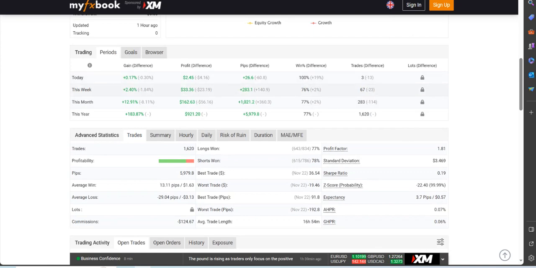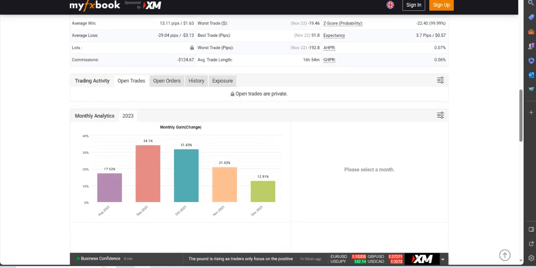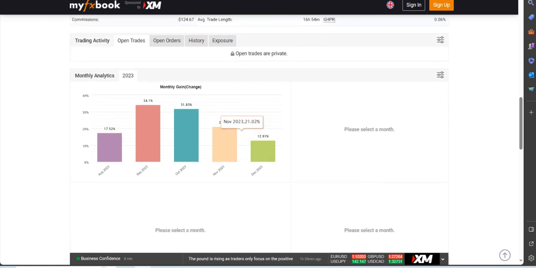Today we made 0.17%. This week we made 2.40%. This month we made 12.91%, and this year we made 183.87%. This is the history of 4 months of trading. In August we made 17.42% since we started on 21st of August. In September we made 34%, in October 31.83%, and in November 21.02%. And this month, not much, but it's good, 12.91%, almost 13% so far.